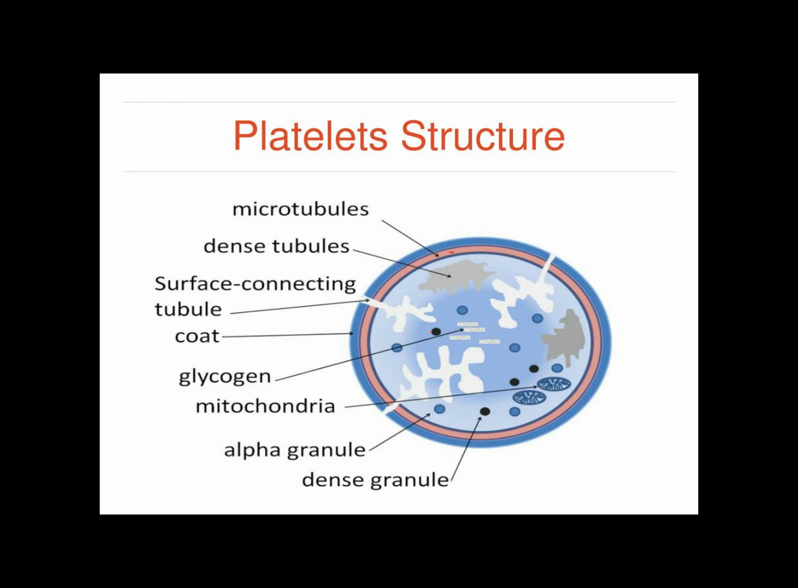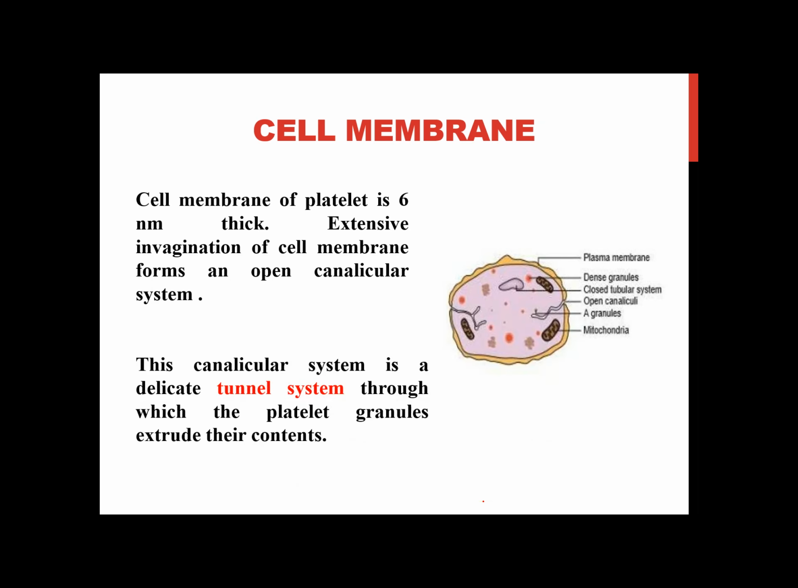So cytoplasm, they have varying contents. You would find the dense tubule, the surface connecting tubule, coat, rather glycogen, mitochondria, alpha granules, and dense granules. So remember, class, in your platelets, they would also contain granules, specifically the alpha and the dense granules.